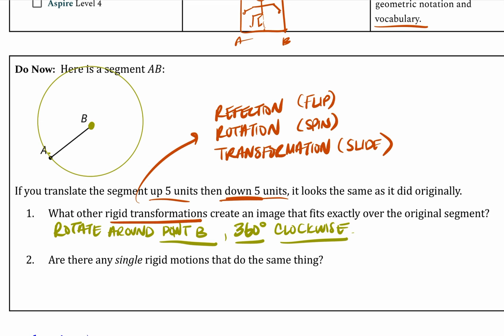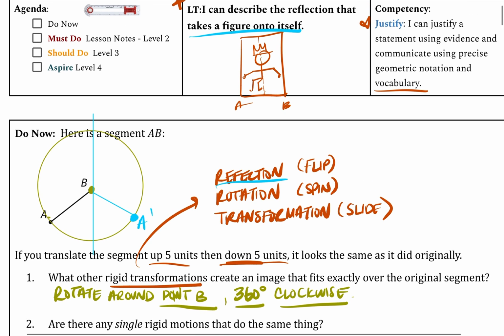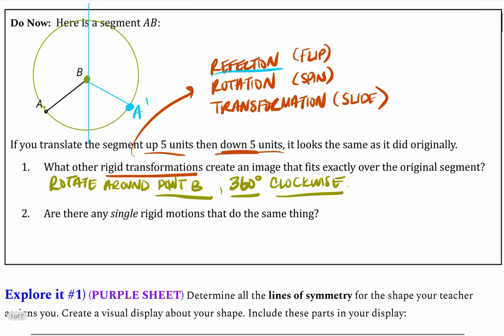Number 2, are there any single... oh wait, there's transformations we did for number 1. There's no reflection. Because if this is a line of reflection and I flip it, sketch, A prime would end up there. So it wouldn't look exactly the same or take the figure onto itself. I'm just rereading to make sure I answered everything for number 1 before I move on.